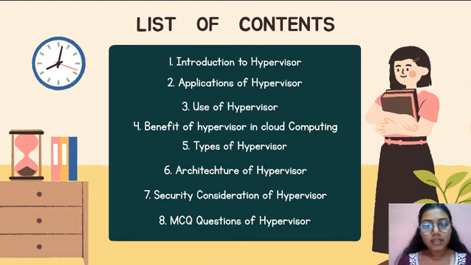The fifth one is types of hypervisor, and there are two types of hypervisor, which are the type 1 hypervisor and type 2 hypervisor, and architecture of hypervisor. Then the next one is the security consideration of hypervisor, and in the end we will see some MCQ questions on hypervisor. Now I will introduce you to the hypervisor.